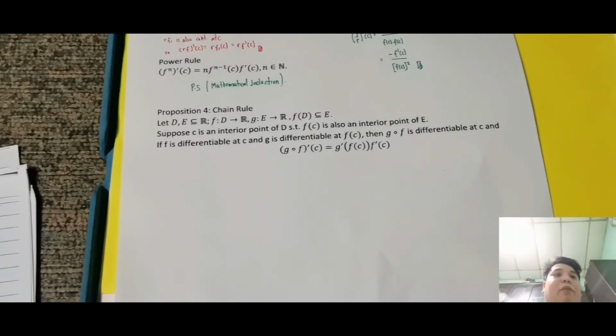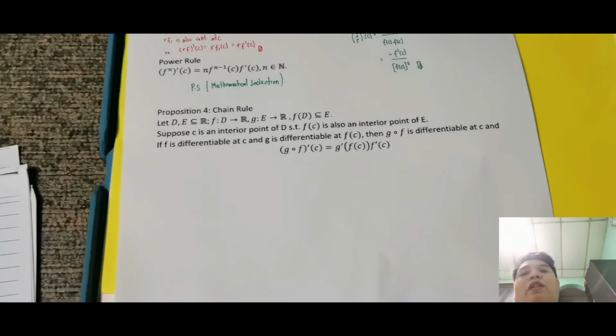Ay, pang 5 video na kasi. Okay, so let D and E be subset ng real number for f mapping from D going to real number and g mapping from E going to real number where f of D is a subset of E. So ito yung parang composition of function. So kaya kay chain rule. So pasok dito yung composition of function.